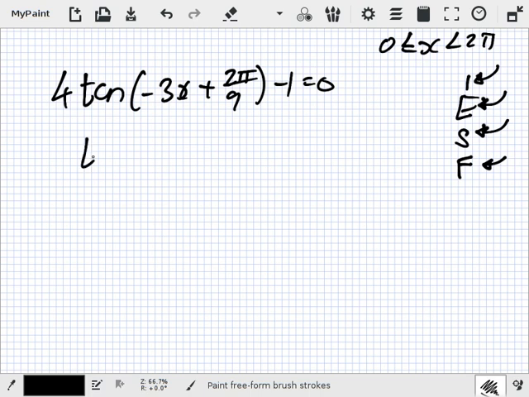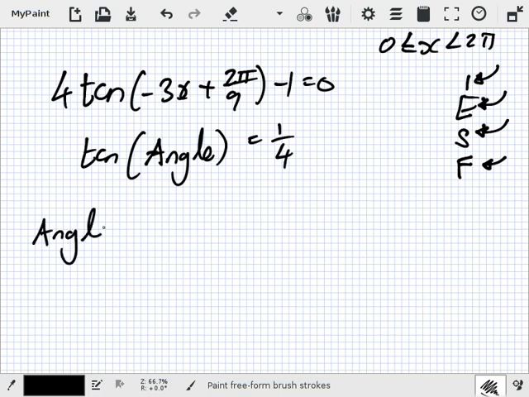I can rewrite this as tan of the angle equals 1 over 4, if I just bring the 1 over and divide by 4. Now in radian mode, what is the tan inverse of 1 over 4, please? Give me 4 digits. 0.2449. Now, to get the second answer for tan, you have to add 180, which means you have to add pi.